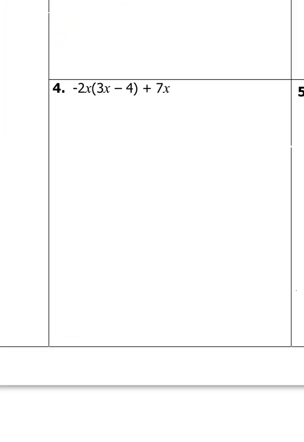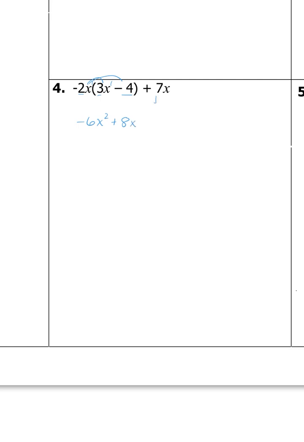Here, I'm going to distribute my -2x times 3x. So -2 times 3 is -6. X to the first times x to the first is x squared. Then here I have -2 times -4, which is going to give me +8. And then I have x to the first and no x's there, so that's just x.